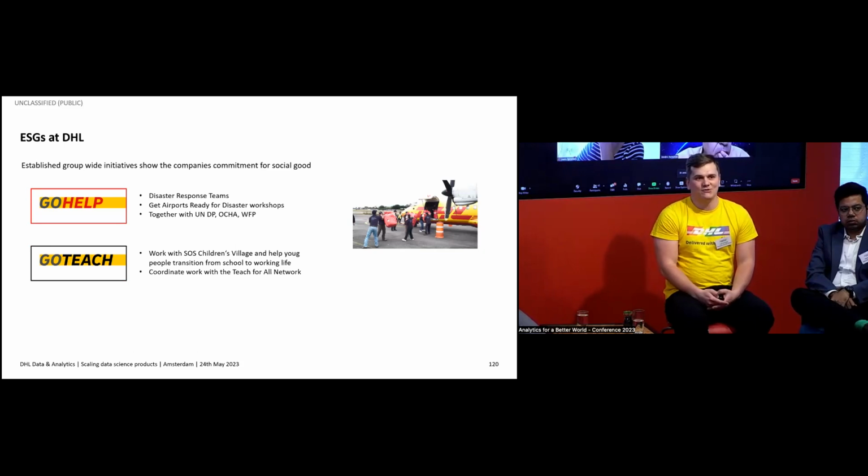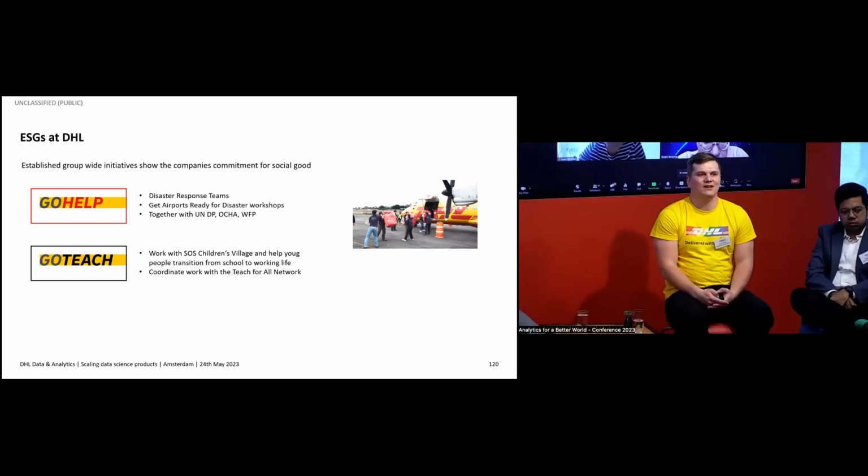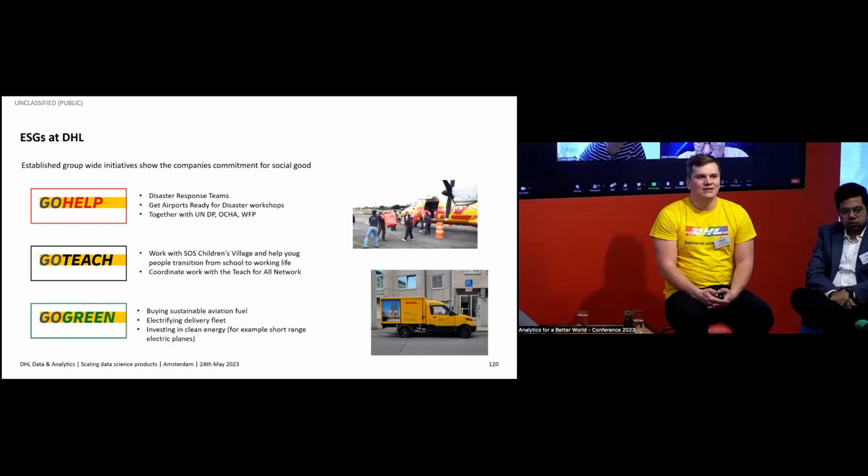And we also have Go Teach. They mainly work with the SOS Children's Villages, helping people to transition from working life, giving workshops, and helping young people. The last one, Go Green, of course.